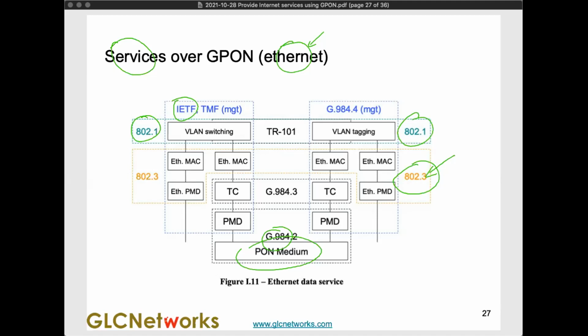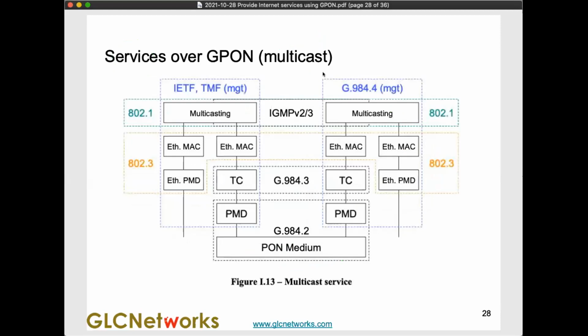So usually in order to connect to the Ethernet, this is how it looks like. You have a GPON medium, and from one end to the other end, we can use direct Ethernet or a VLAN. Okay, and then what about multicast? Yeah, it is possible, yes.